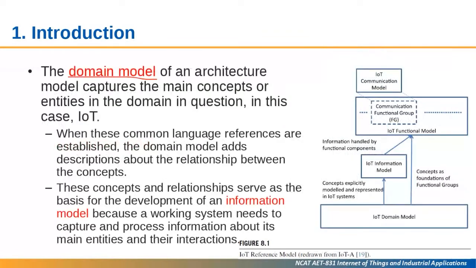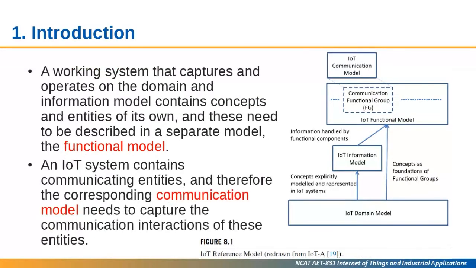So the domain model of an architecture model captures the main concepts and entities. We look into these entities. For example, you can know that for IoT solutions, we have devices there, right? So that's one kind of entity. We'll look into other entities. And in that case, we also need the information model because we have a lot of information, data inside the operations. And then the domain and the information model contain concept entities of their own, and they need to be described in a separate model, the functional model.